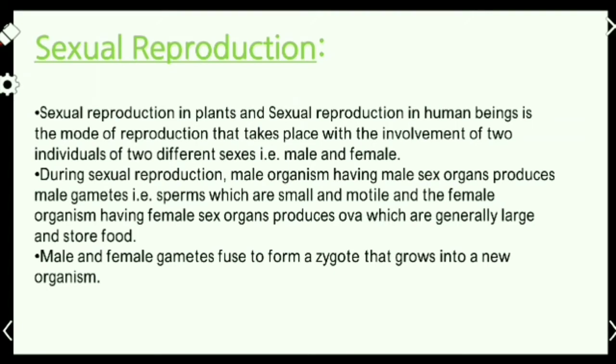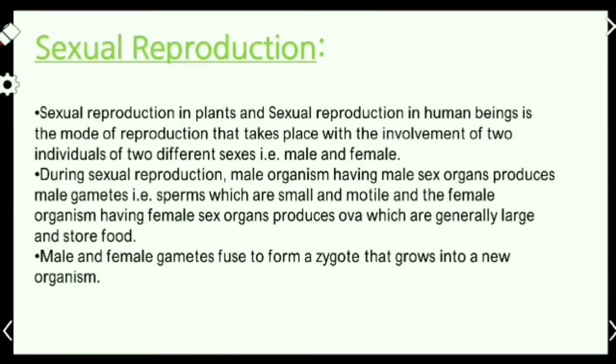Let us now have a brief note on sexual reproduction in human beings. During sexual reproduction, male organisms having male sex organs produce male gametes, the sperms, which are small and motile, and the female organisms having female sex organs produce ova, which are generally large and store food. Male and female gametes fuse together to form a zygote that grows into a new organism. This is the basic process of sexual reproduction in human beings.